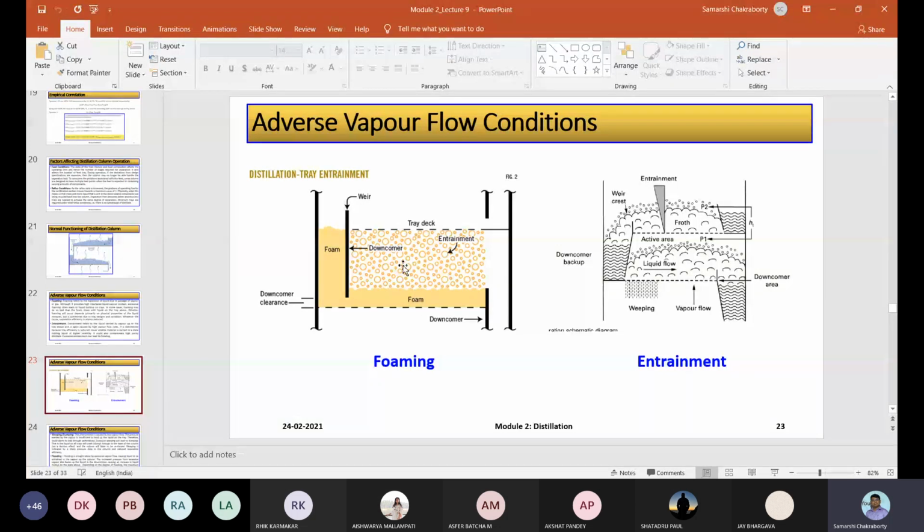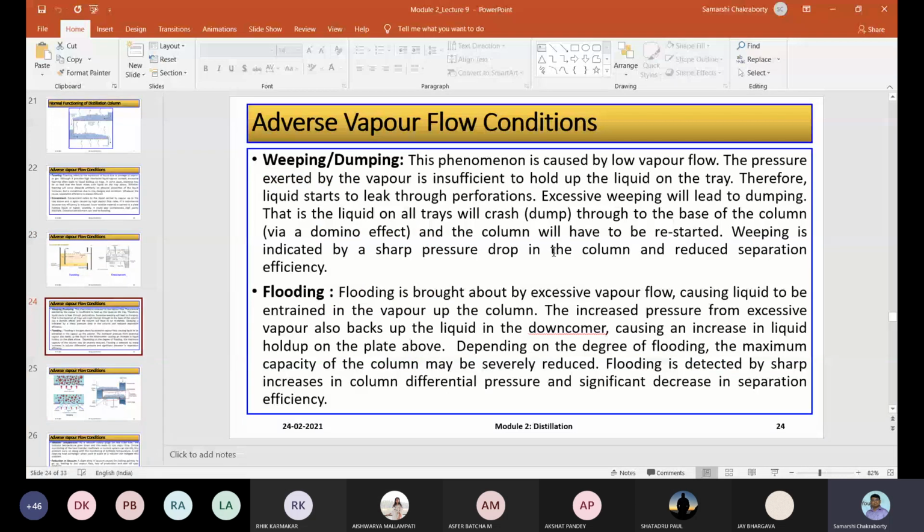Okay, so this is how foaming actually looks inside a distillation column, and this is one example of entrainment. If the vapor flow goes too low, it can also lead to weeping. So what is the definition of flooding?